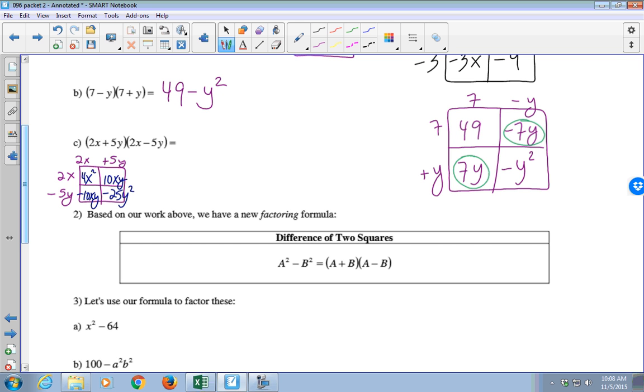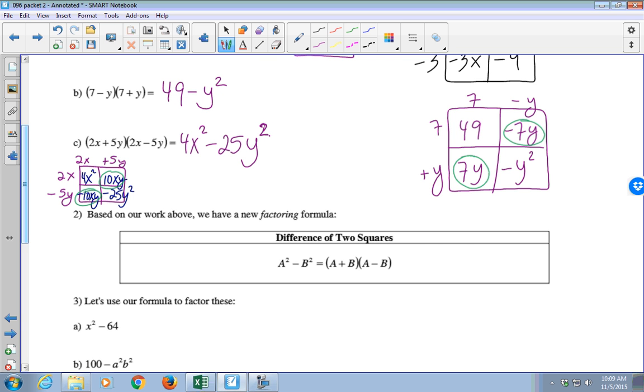The 10xy terms, one of them's positive, one of them's negative, they cancel. They add up to 0. So my final solution is going to be 4x squared minus 25y squared. 4 is a perfect square. 25 is a perfect square, right? That 4x squared came from the 2x times the 2x. The 25y squared came from 5y times 5y.